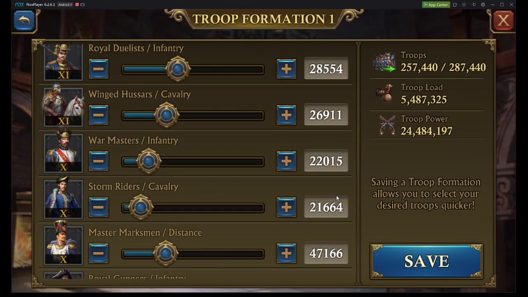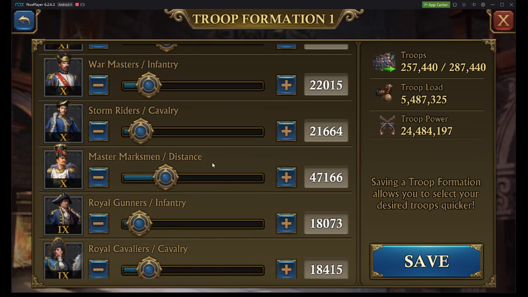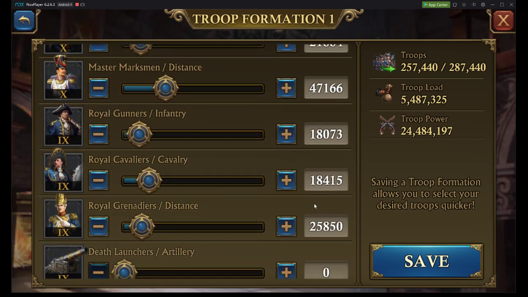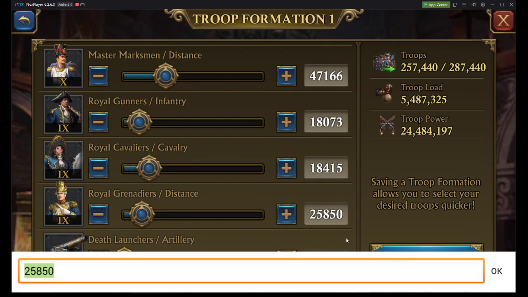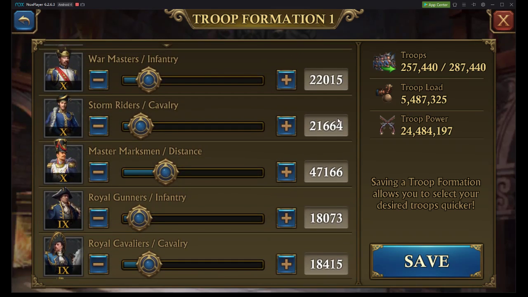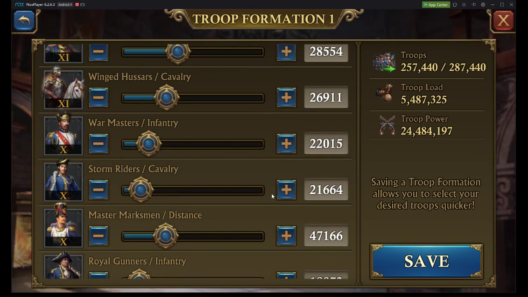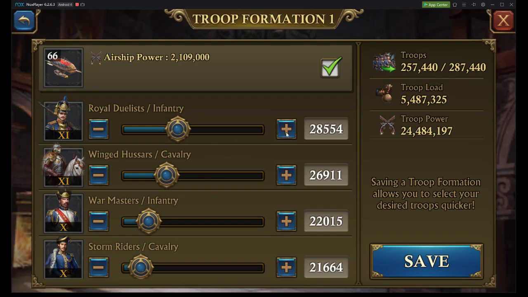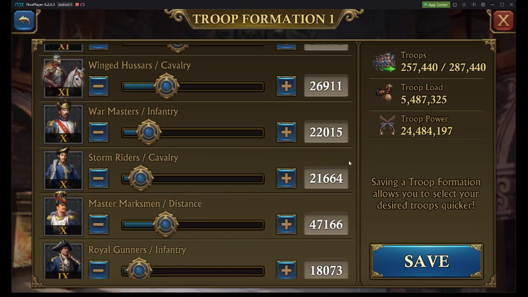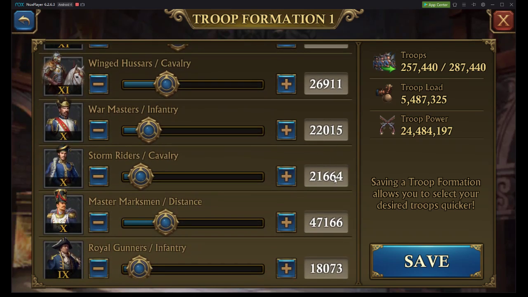We're doing about equal numbers of our top two tier troops for infantry and cavalry. And then we're going to have a slightly higher number of distance, so about 50,000 troops of our highest tier distance. Our second tier distance is going to be about equal to what we're utilizing for our top tier infantry and cavalry. This way we get a nice good spread of all of our benefits while primarily focusing on our higher tier troops. You'll notice that this is about 30,000. That's where we should be looking at, 30,000 for our highest tier troop and about 20,000 for our second tier troop.